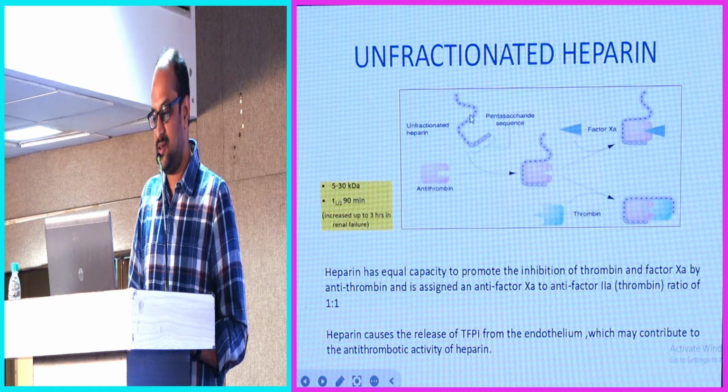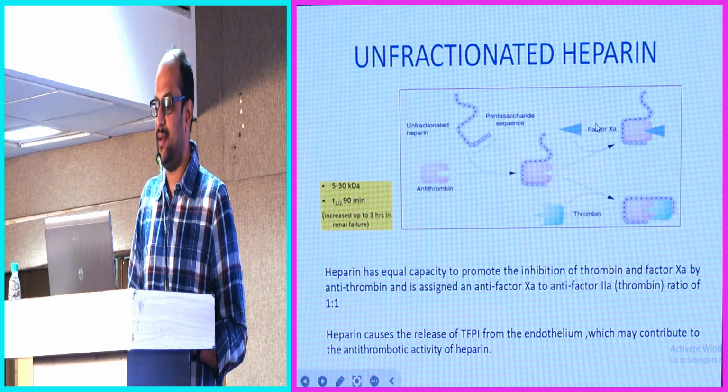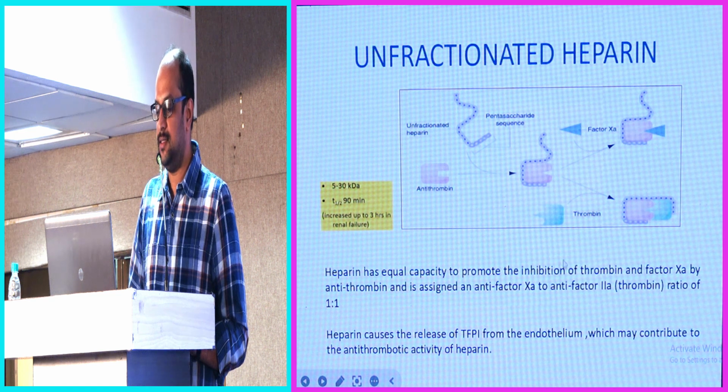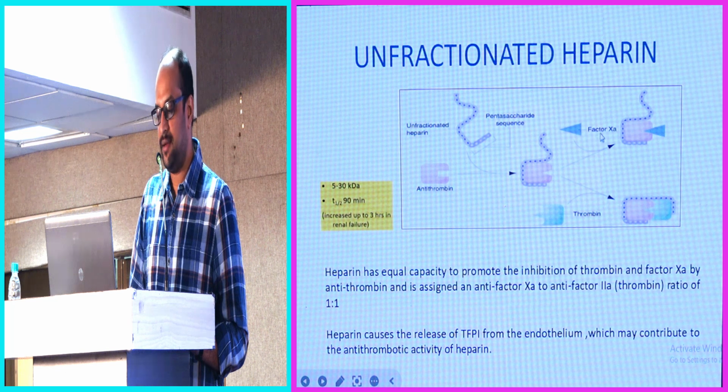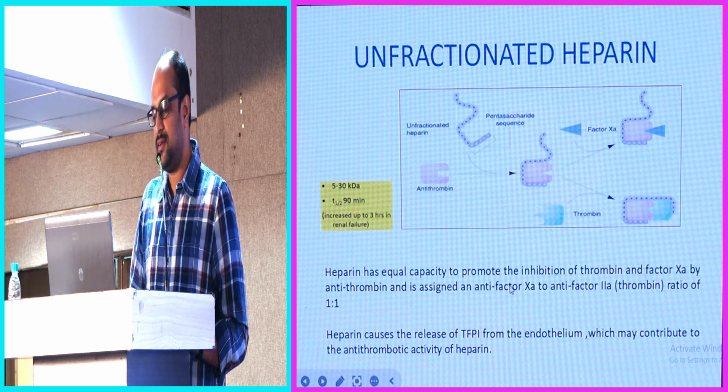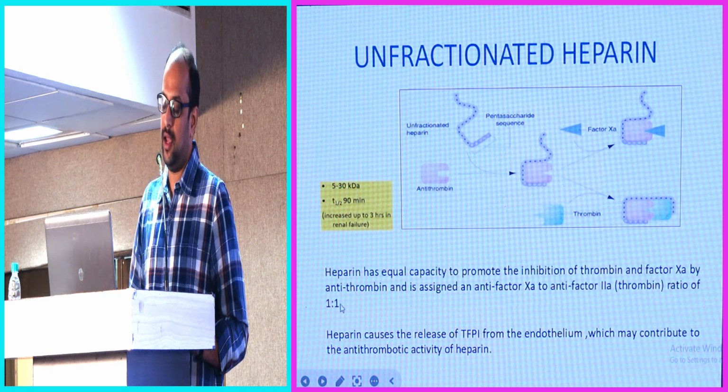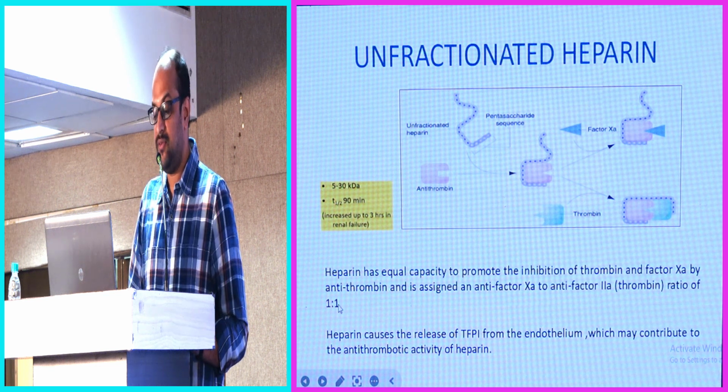Because its structure is large, when it binds to antithrombin, it potentiates the effect of antithrombin on factor 10A and factor 2. When it is bound to antithrombin, it creates a small change in the loop of antithrombin so that it can bind easily to the target agents. Because it can bind to both factor 10A and thrombin, the anti-factor 10A and anti-factor 2A capacity to inhibit both coagulation factors is almost equal for heparin.